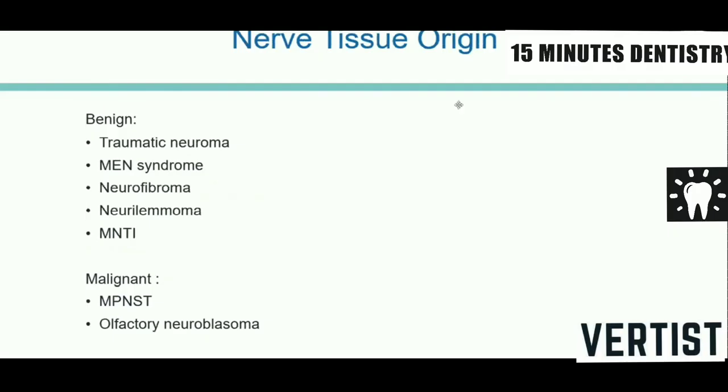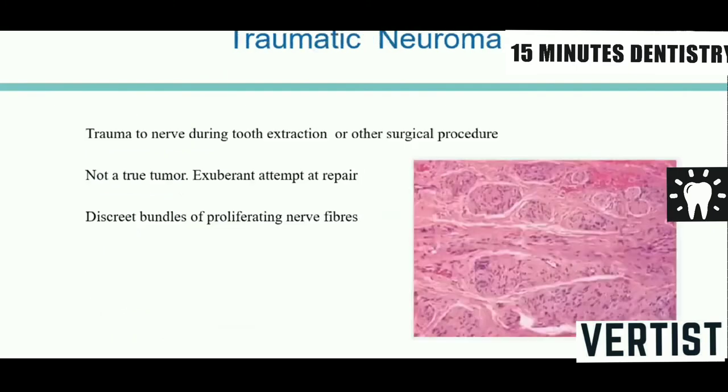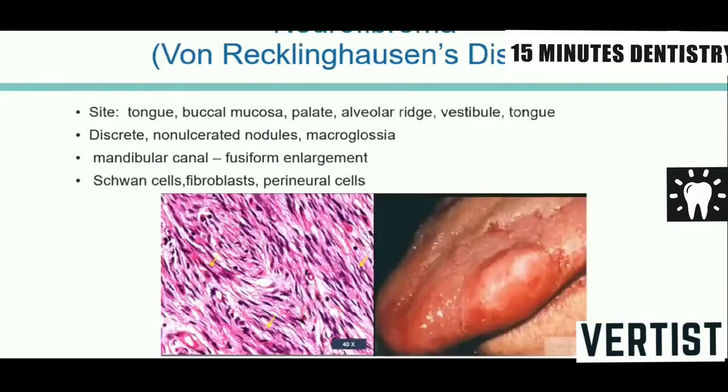The tumors of neural origin, in fact, are more common, the commonest of them being traumatic neuroma. It is not a true tumor, in fact, it is an exuberant attempt at repair, always encountered after a tooth extraction or post-surgical procedure. Histopathologically, you can appreciate discrete bundles of proliferating nerve fibers.